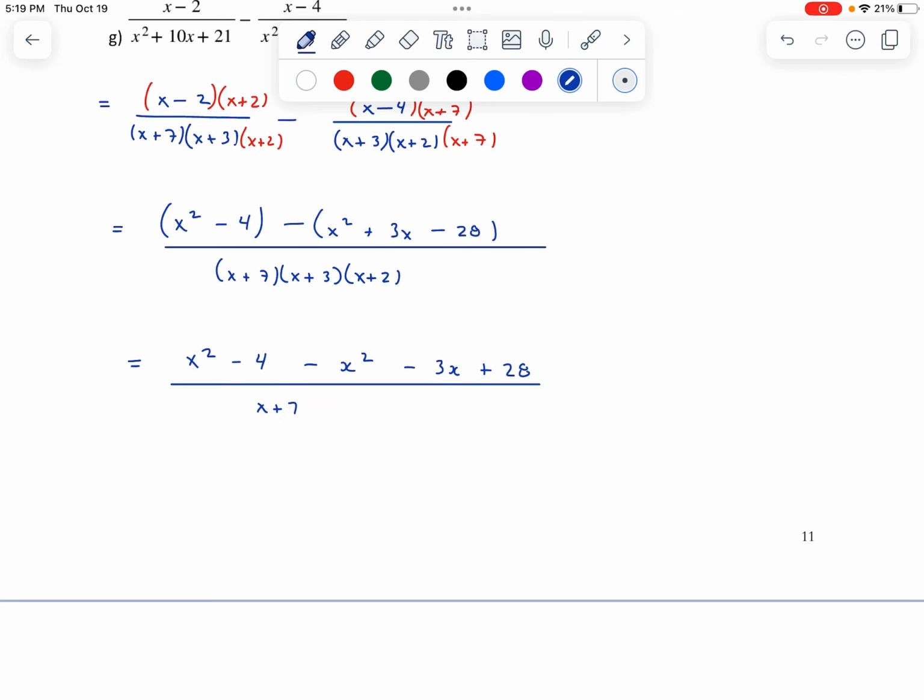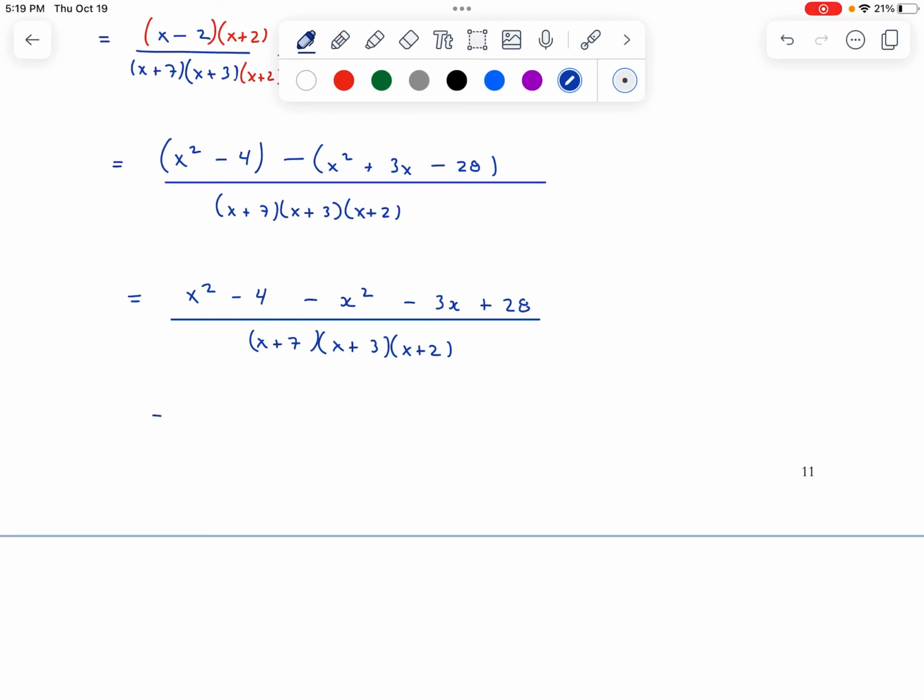Same denominator. X squared minus x squared is gone. Negative 3x is all the x's, and negative 4 plus 28 is plus 24 over x plus 7, x plus 3, x plus 2. And if I want to be fancy, I could factor negative 3 out of that.